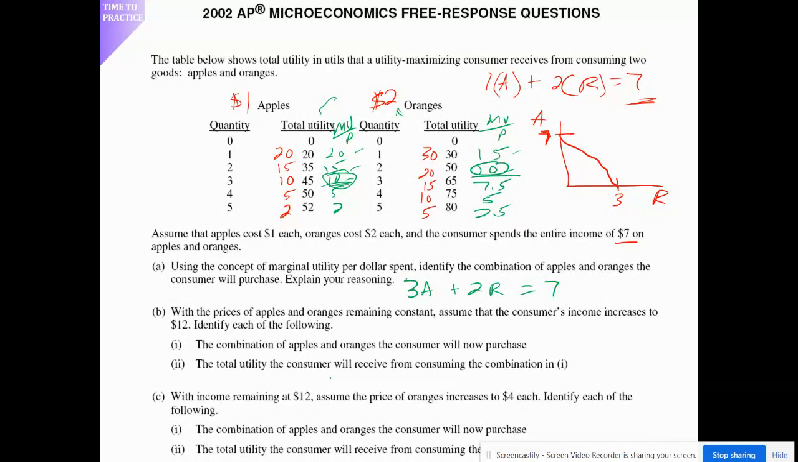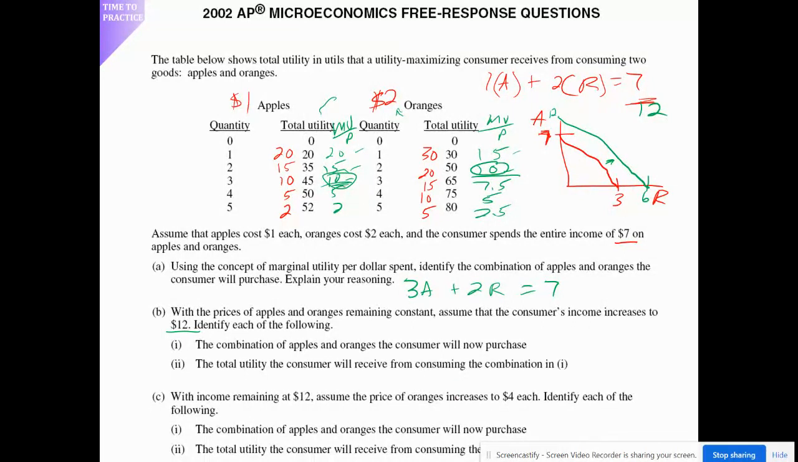Then it says, with the prices of apples and oranges remaining constant, assume that the consumer's income increases to $12. So now at $12, we're going to be able to buy 12 apples, and we could buy a maximum of 6 oranges. So now here's our new budget constraint. It's out there further because we have more money. We went from 7 to 12. So what combination would we be able to get now?